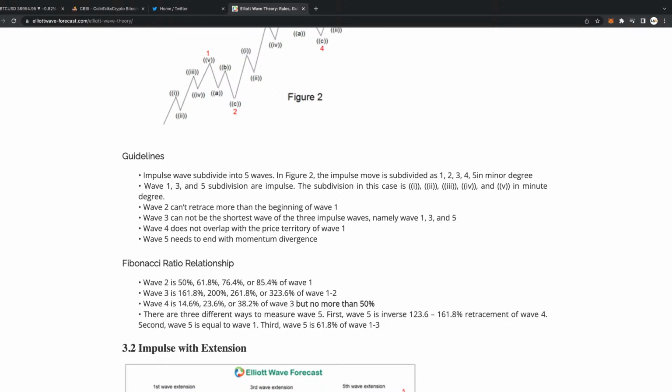Wave 5 needs to end with momentum divergence. Okay, well, we haven't had wave 5 finish yet, so that I can't validate yet. But so far, out of 6 different guidelines that need to be followed, they're all true. Wonderful. So this theory that I'm looking at right now, for me, 90% sure this is what's going on in my brain.